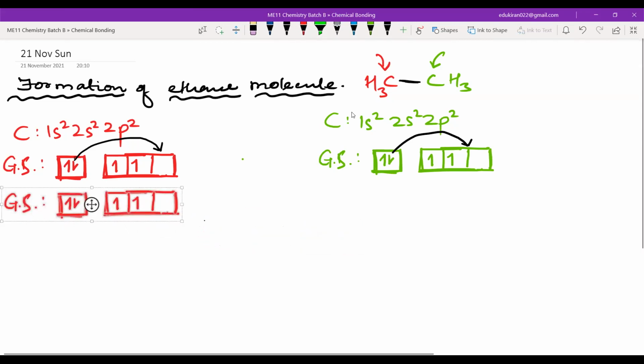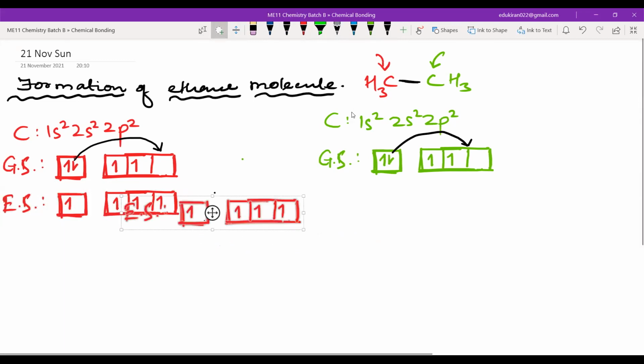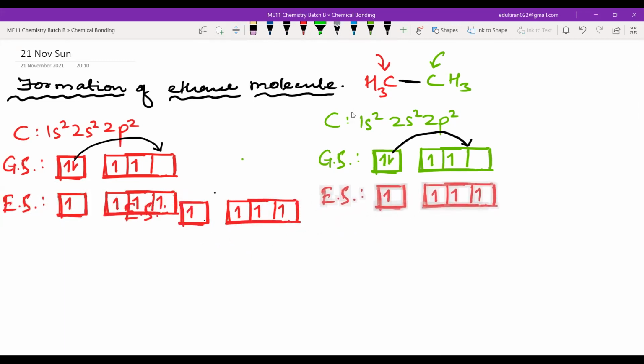I'm just copying these things, but you have to try this. I will have to remove this G because it is the excited state, ES. And because this electron has moved, I have to remove this electron and place that electron here, right? Now tell me how many unpaired electrons are there? You know the meaning of unpaired, right? Yes, 4. Very good. There are 4 unpaired electrons, so it can form 4 bonds.